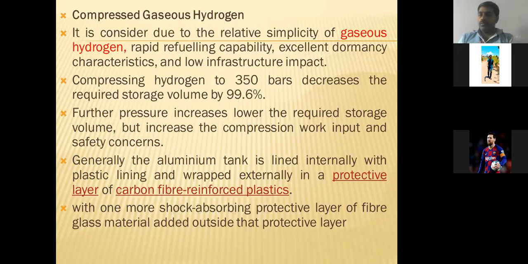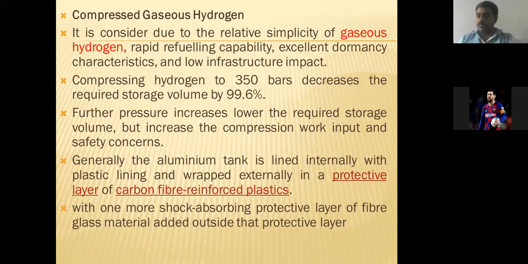Two important things. One, for running a good amount of mileage, the tank needs to be made with a light material like aluminum. At the same time, whenever I'm filling it, I don't want the hydrogen to react with the aluminum material. So a complete coating is to be done, a protective layer.